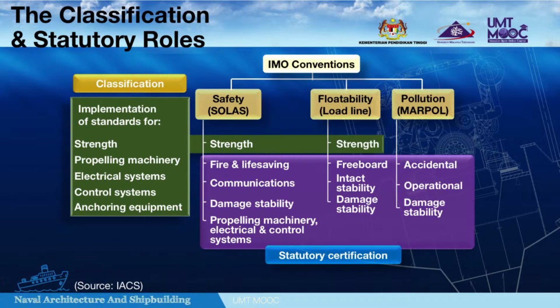In 1914, maritime states developed the first global safety agreement for shipping, the International Convention for the Safety of Life at Sea, which was signed by 13 countries on 20 January 1914. It took into account many of the lessons learned from the Titanic disaster, but more than that, it laid down internationally applicable rules for the first time. SOLAS mainly focused on fire and life-saving, communication, damage stability, propelling machinery, and electrical and control systems.